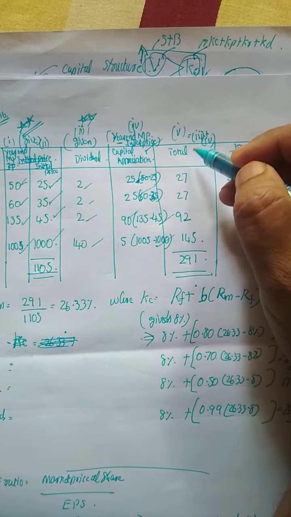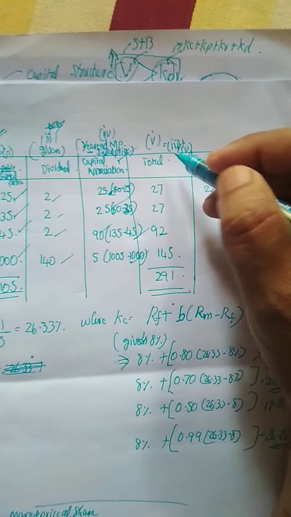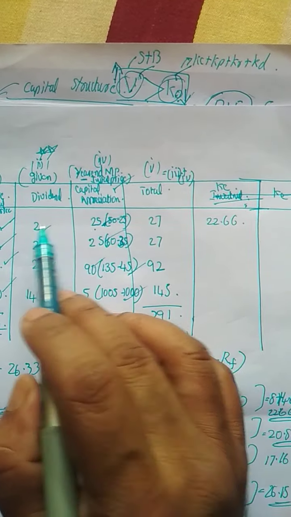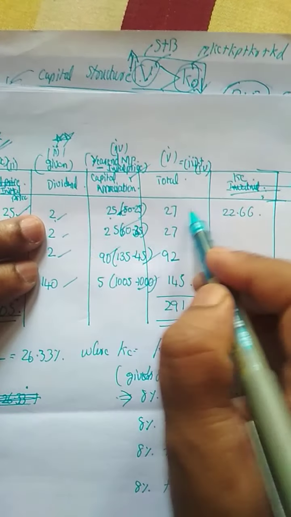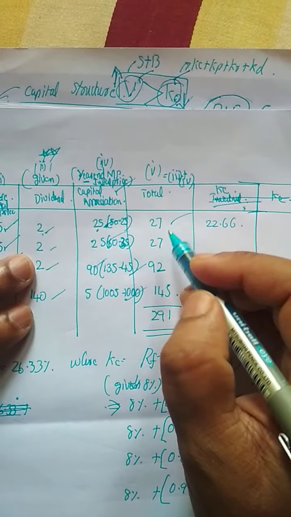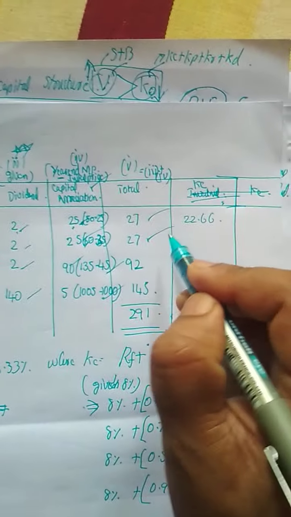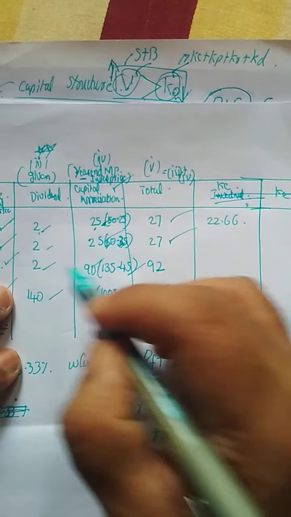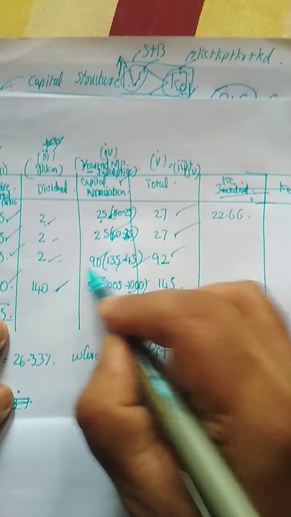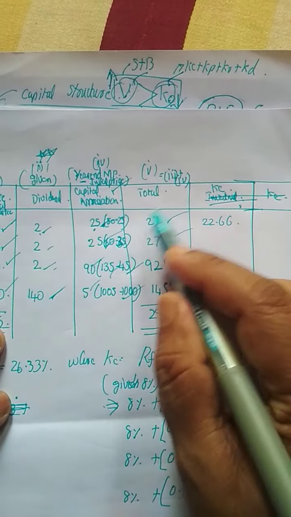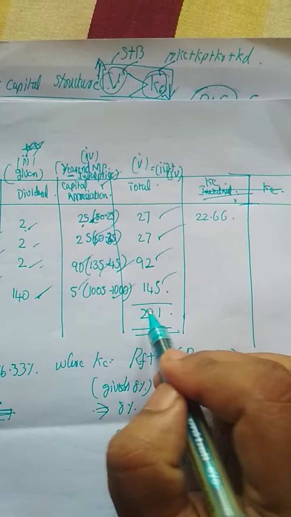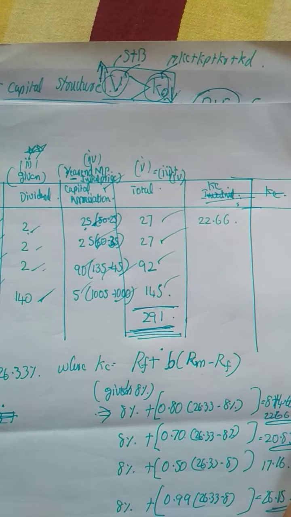Now what is the total value? Total value we have to find out. Total value of the expected market portfolio is this capital appreciation plus dividend. So this 25 plus dividend, 27 for Cement Limited, 25 plus 2 for Steel Limited, and 90 plus 2, 92, for Liquor Limited, and for government bonds it is 145 plus 145, the total for the companies. Then we will take the total return for all the companies.